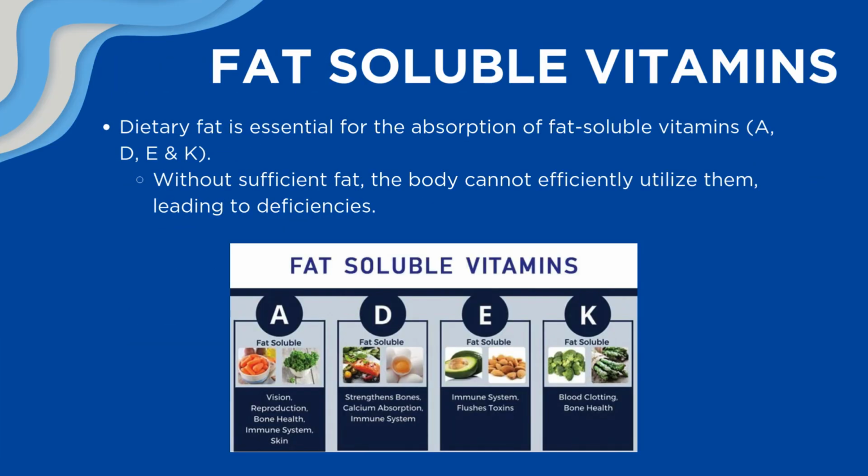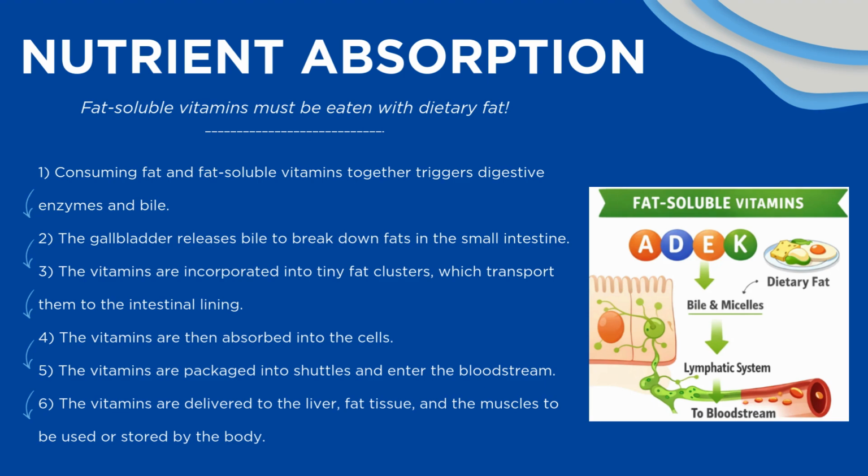In order to absorb fat-soluble vitamins, which are vitamin A, vitamin D, vitamin E, and vitamin K, dietary fat must be present. Without sufficient fat, the body cannot efficiently utilize these vitamins, leading to deficiencies. You might be wondering, how are these fat-soluble vitamins and fat absorbed? We are going to walk through the process step by step.